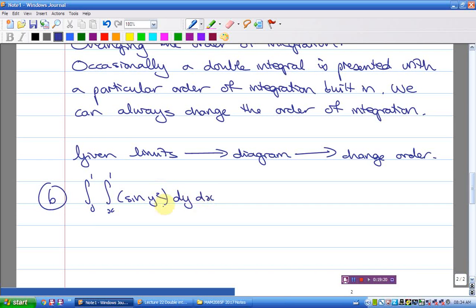Okay, so if you look at that, you've got to ask yourself, what did I differentiate with respect to y to get sin(y²)? And you're not going to be able to answer that question. It's not cos(y²), because cos(y²) would give us a sin(y²), sure, but it would also give us a times by 2y.